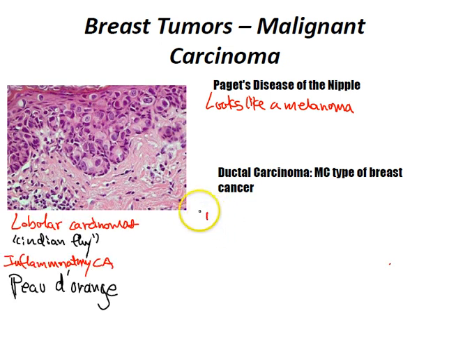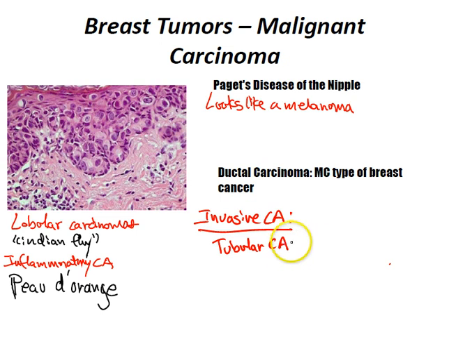So invasive carcinomas have a better prognosis. You can have a tubular carcinoma, which develops in the terminal ductules, and they may develop bilaterally. Then you can have a mucinous.